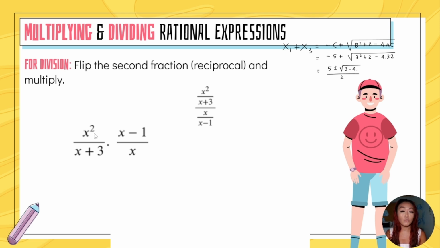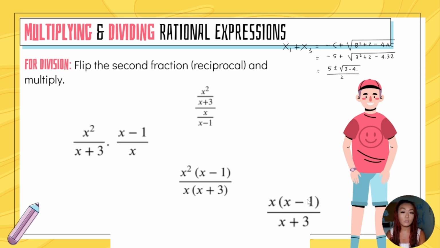We're going to multiply straight across and multiply our numerators together and our denominators together. So we get x squared times (x - 1) over x times (x + 3). Now we can simplify this even further because x squared divided by x is just x, right? So now our numerator becomes x times (x - 1), and we divided out that x in the denominator, so our denominator is now x + 3.